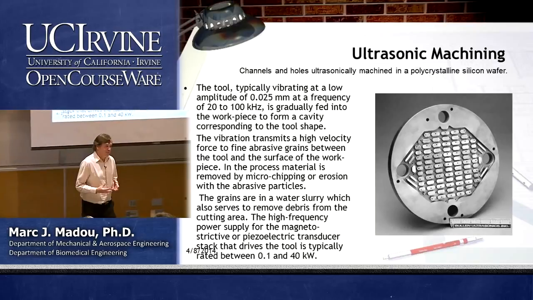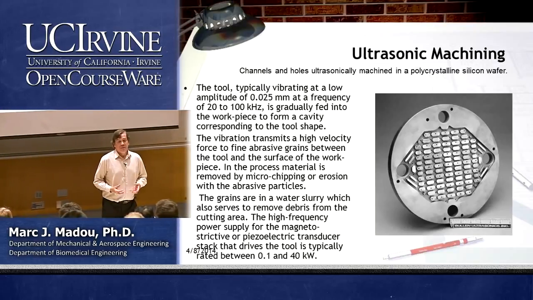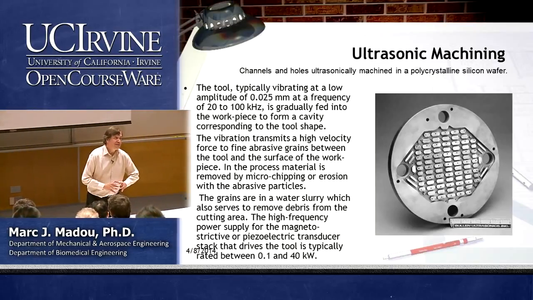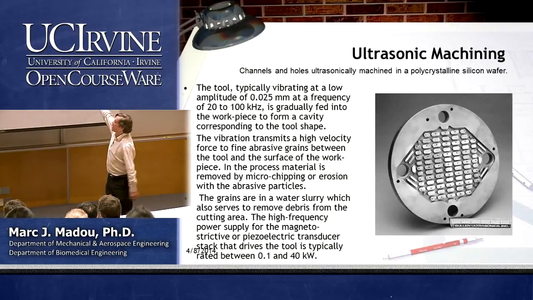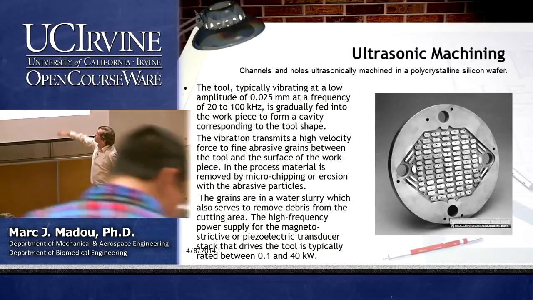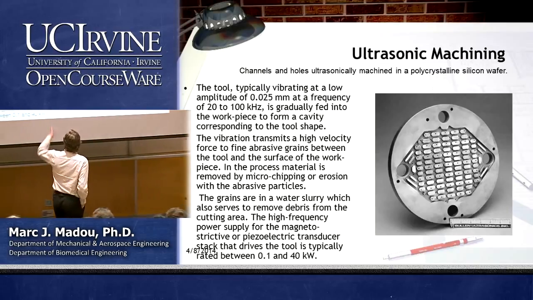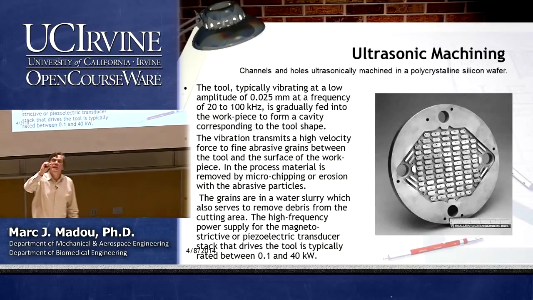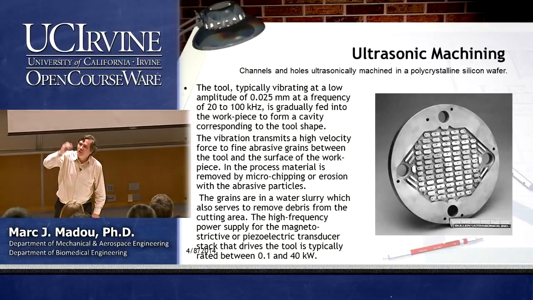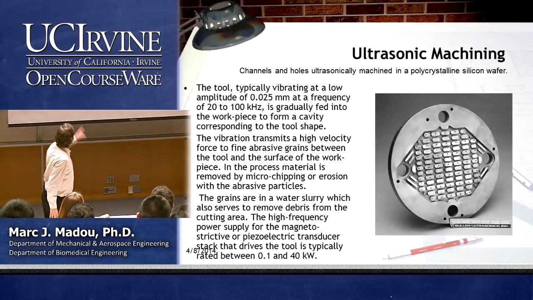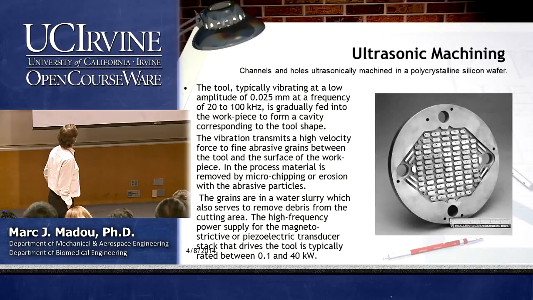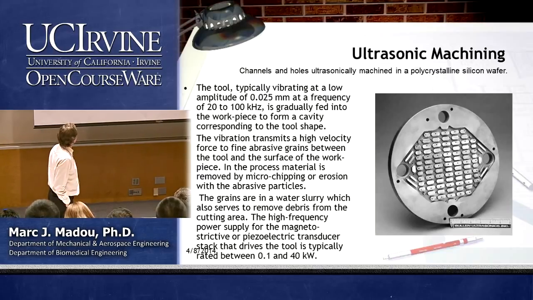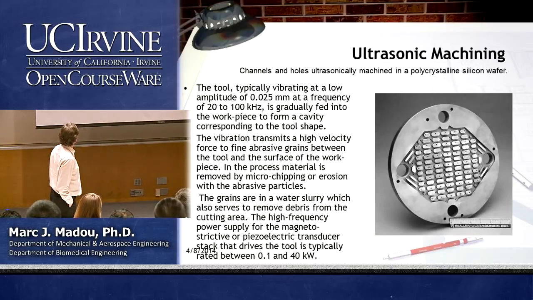You could say it will be serial, but you could envision that you make a tool that has many shapes that you could all carve out at the same time, like here. So the tool is typically vibrating at a low amplitude. The amplitude means it's actually a very, very small distance that goes back and forth, only like 0.025 millimeter. Frequency, 20 to 100 kilohertz. It is gradually fed into the workpiece to form a cavity corresponding to the tool shape.